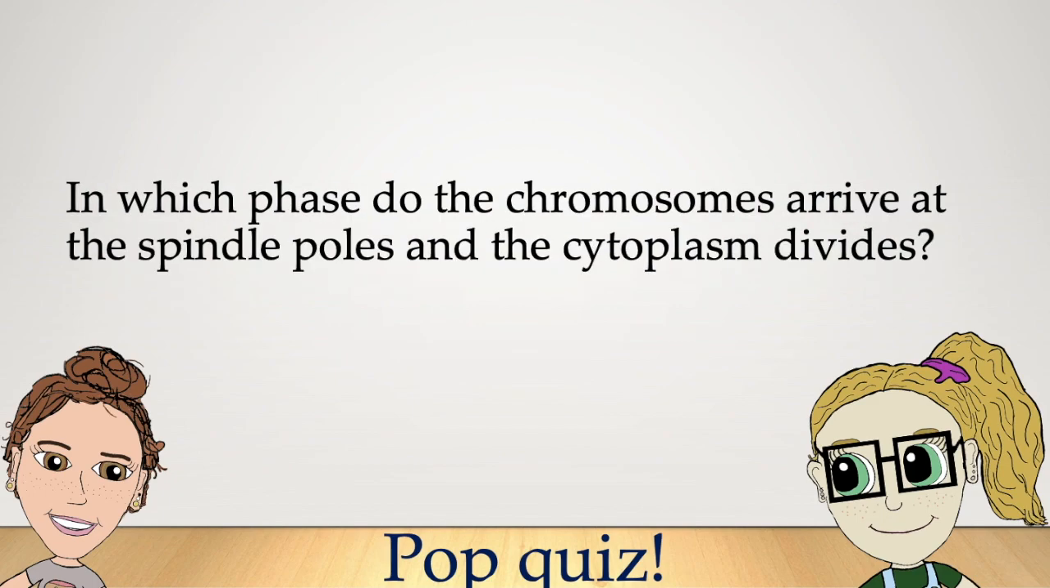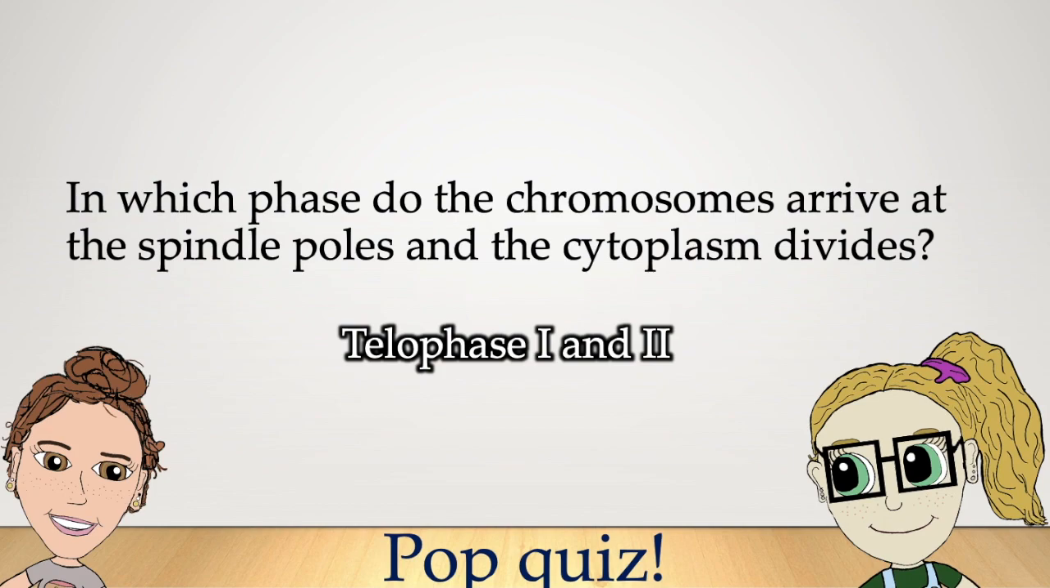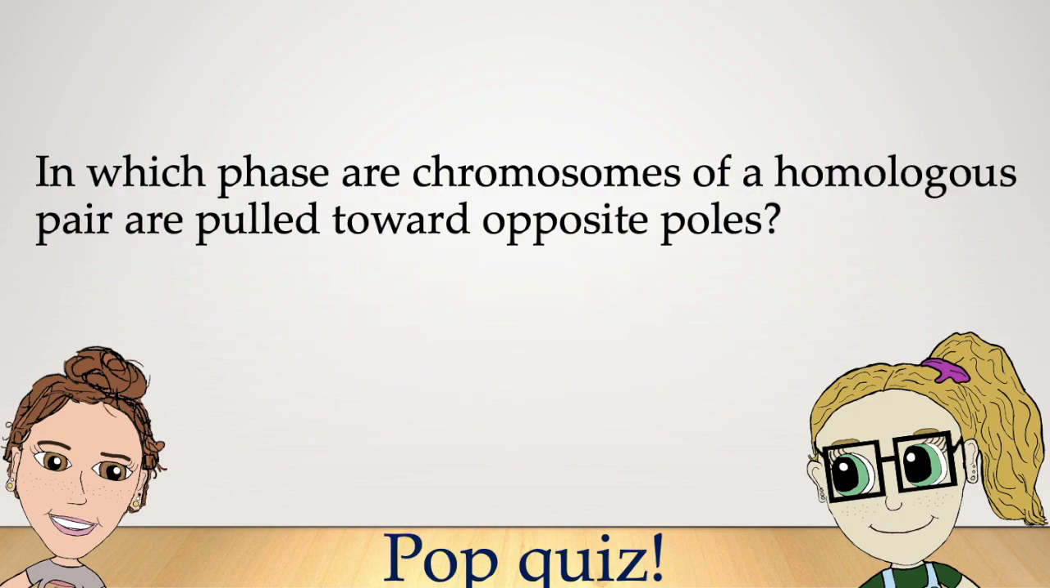Well, I've got a question for you. In which phase do the chromosomes arrive at the spindle poles and the cytoplasm divides? I believe that's telophase 1 and telophase 2. In telophase 2, the nuclear envelope also reforms around the chromosomes. Finally, in which phase are chromosomes of a homologous pair pulled toward opposite poles? Easy, anaphase 1 and anaphase 2. And at the end of anaphase 2, each chromatid is a distinct chromosome. It seems like we know the stages of meiosis 1 and 2.